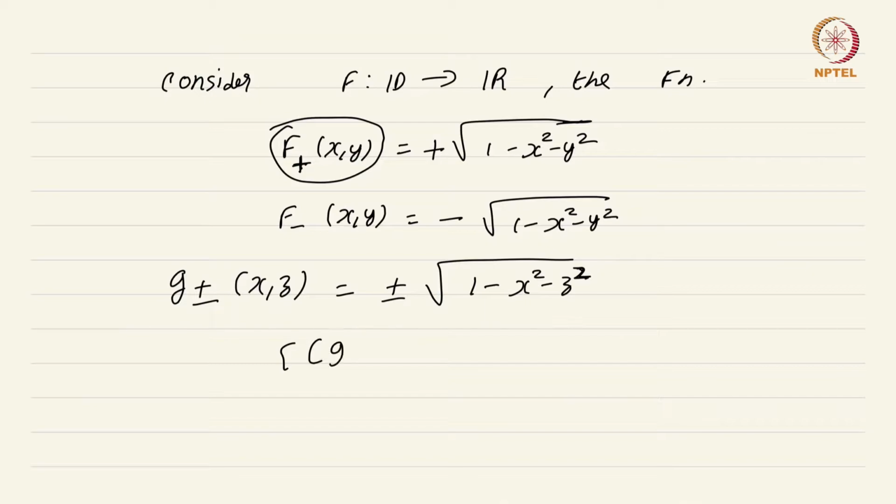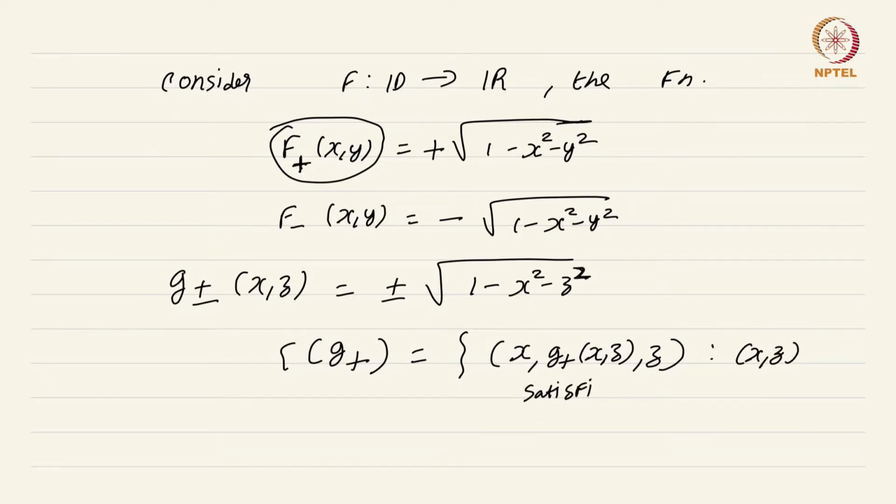For concreteness, let me write gamma of g plus. This is just going to be the collection of all points (x, g plus of (x,z), z) such that (x,z) satisfies x squared plus z squared less than 1. So we have not just considered the graph as a function of xy; we are now considering a function of xz, and it is a graph in the sense that the middle variable y has the function in it.